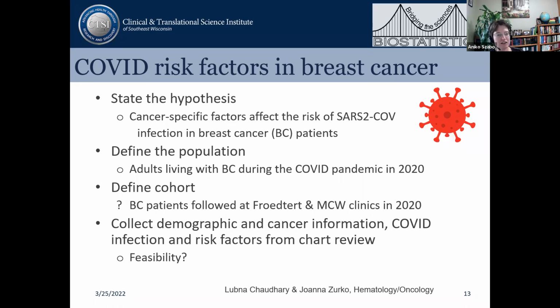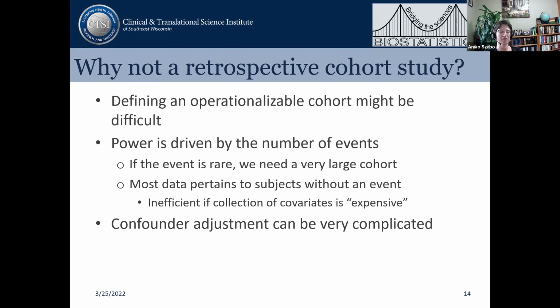So we started thinking, okay, maybe we should be doing another study. In general, there are some reasons for not doing a retrospective cohort study. One is if defining an operationalizable cohort is difficult, so you can't quite define who actually belongs to your cohort. You can have an idea about the population, but if you have trouble saying who is in the cohort and who is not, because you might not have access to their data, right? Here it's in hospital, but if not everybody's in hospital, or at the clinics, you might have difficulty defining who it is.